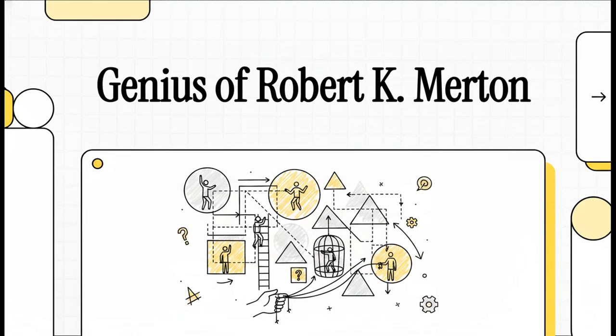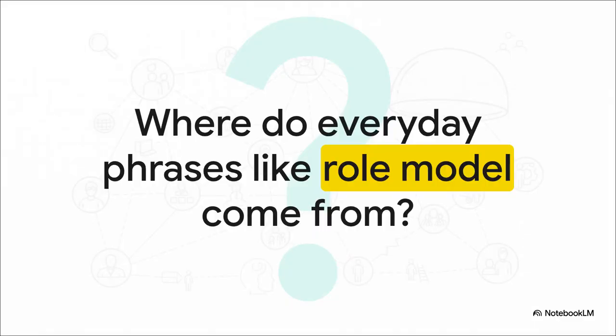Welcome to the Explainer. Today, we're diving deep into the invisible social structures that secretly dictate our everyday behaviors, our successes, and yeah, even our failures. It turns out there's this hidden societal architecture guiding pretty much everything we do. I mean, think about it for a second.